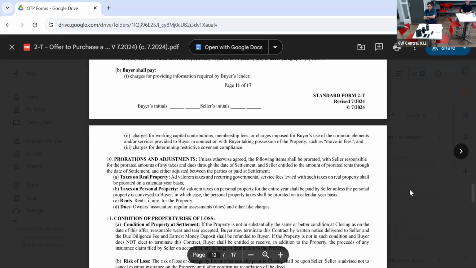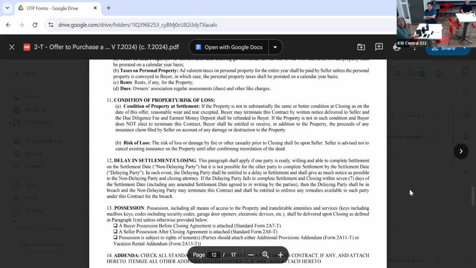Prorations, adjustments, everything's prorated and adjusted. Condition of property must be in the same or better condition as it was at time of offer. The tree falls through the house, the buyer does not have to buy it, and they would also be entitled to their due diligence money back. So very few reasons that the due diligence. Delay in settlement.